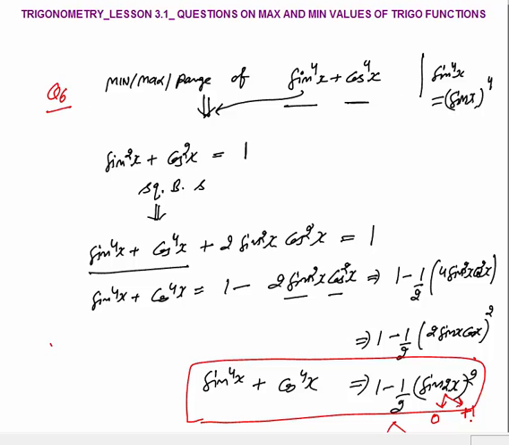So that was all about lesson 3.1, maximum and minimum value of trigo functions. The most important concept in this topic was how to convert the expression of various ratios into an expression of a single ratio and then find the minimum and maximum value. Otherwise you have to apply your common sense to solve these kind of questions.